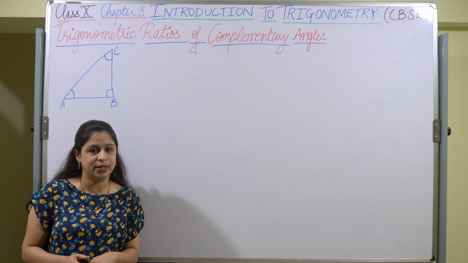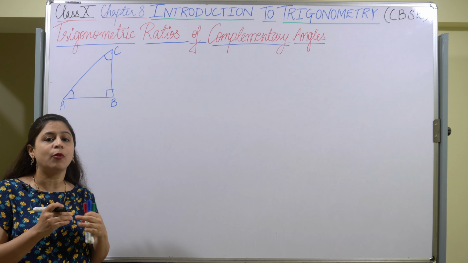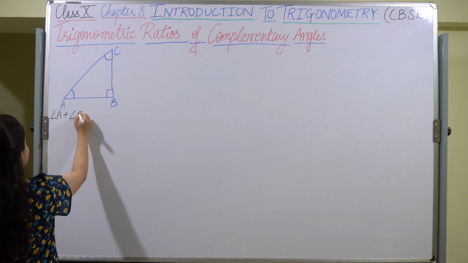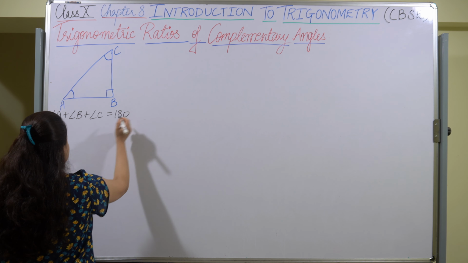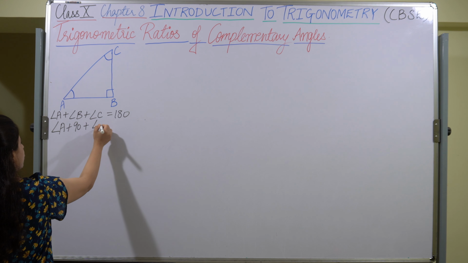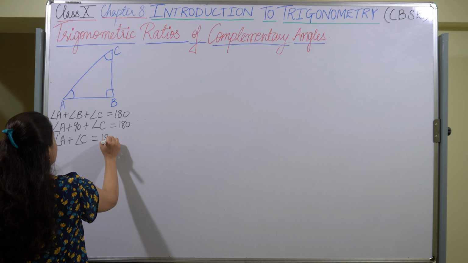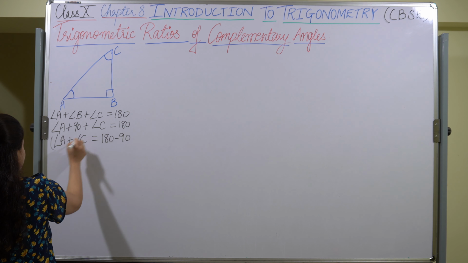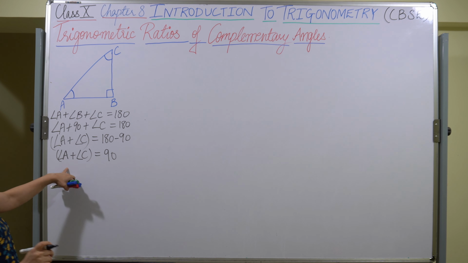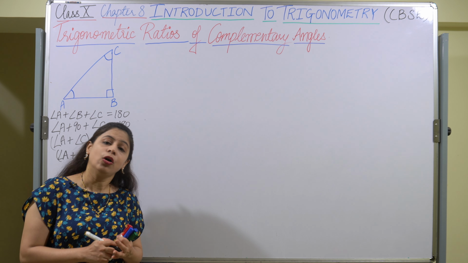Now how is it 90 degrees? Let us see. The sum of all the angles of a triangle is equal to 180 degrees. So angle A plus angle B plus angle C will be equal to 180 degrees. Angle B is already 90 degrees, so angle A plus angle C will be equal to 180 minus 90 degrees. That means the sum of angle A plus angle C is equal to 90 degrees. So we concluded that A and C are complementary angles.